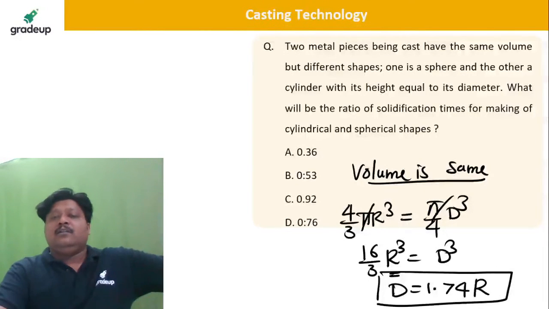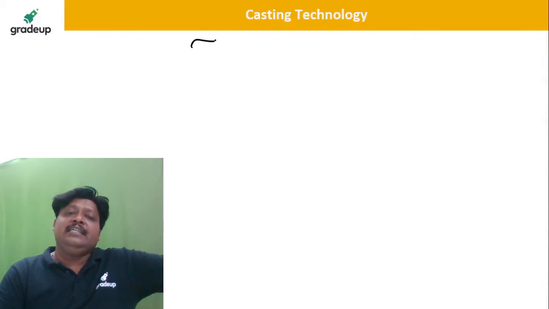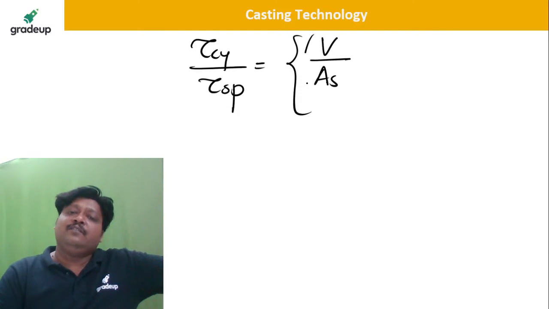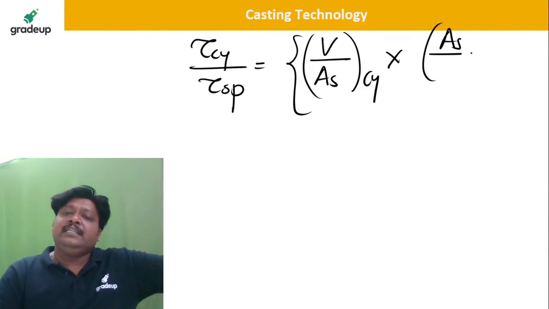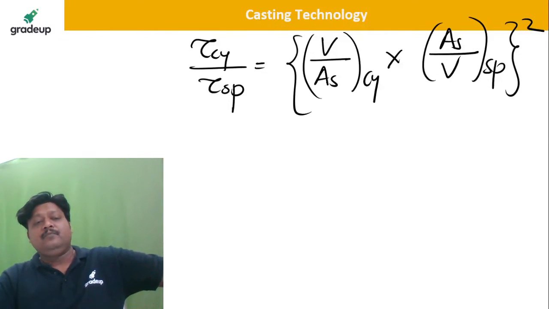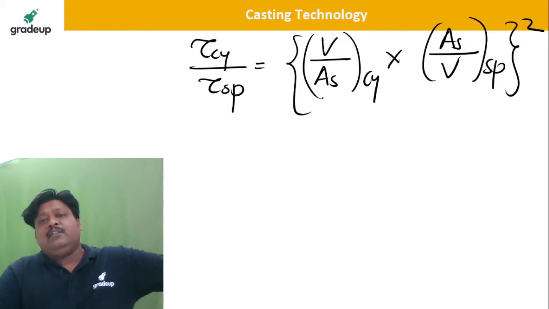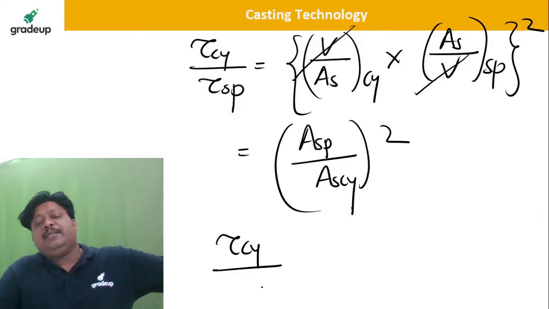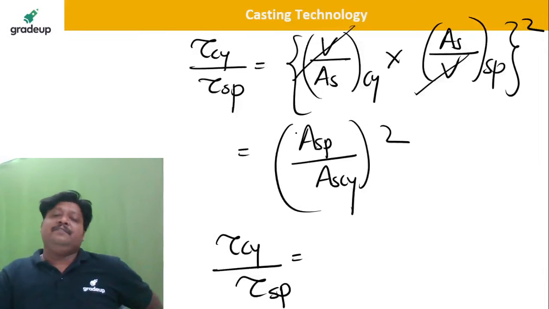Now I can write the solidification time for cylinder to solidification time for sphere is equal to what? The same identical material, so K is going to be the same. So volume of casting divided by surface area of casting, this is for cylinder, into the surface area divided by volume for spherical casting, entire bracket square, isn't it? So volume are going to be same, so volume get cancelled out. So surface area for the sphere divided by surface area for the cylinder whole square will be the ratio of the solidification time for the cylindrical casting divided by solidification time for spherical casting.